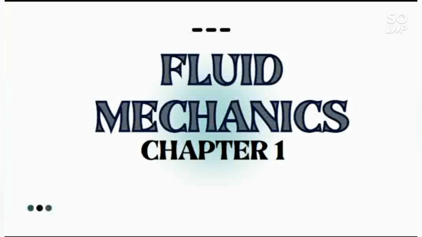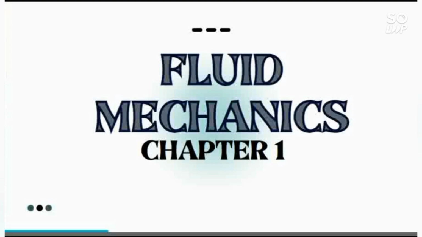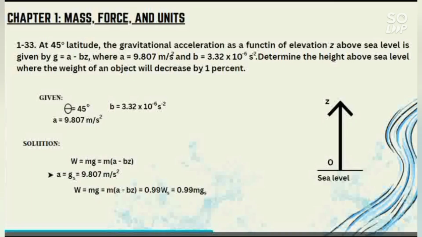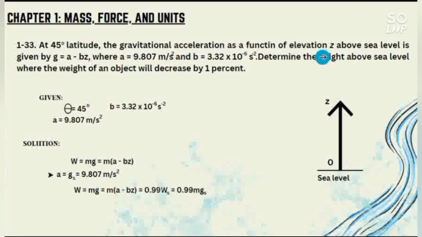Chapter 1, Basic Concepts of Mass, Force, and Unit, Problem 1-33. At 45 degrees latitude, the gravitational acceleration as a function of elevation z above sea level is given by g equal to a minus bz, where a is equal to 9.807 meters per square second and b is equal to 3.32 times 10 raised to negative 6 s raised to negative 2. Determine the height above sea level where the weight of an object will decrease by 1%.